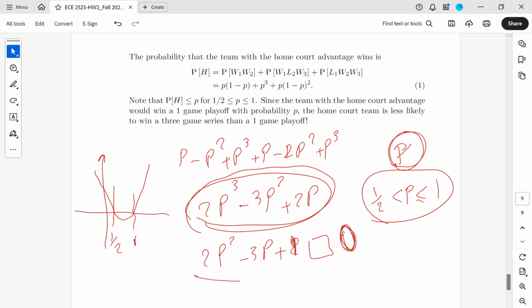So if this value, which is this function, is positive, meaning that the 3 game probability is bigger than 1 game probability. If it's equal to 0, the 2 have the same probability. If it's negative, which happens here, it means that the probability of 3 games is less than probability of 1 game. Is that clear how we reached that conclusion? Any question about that? Are we good?